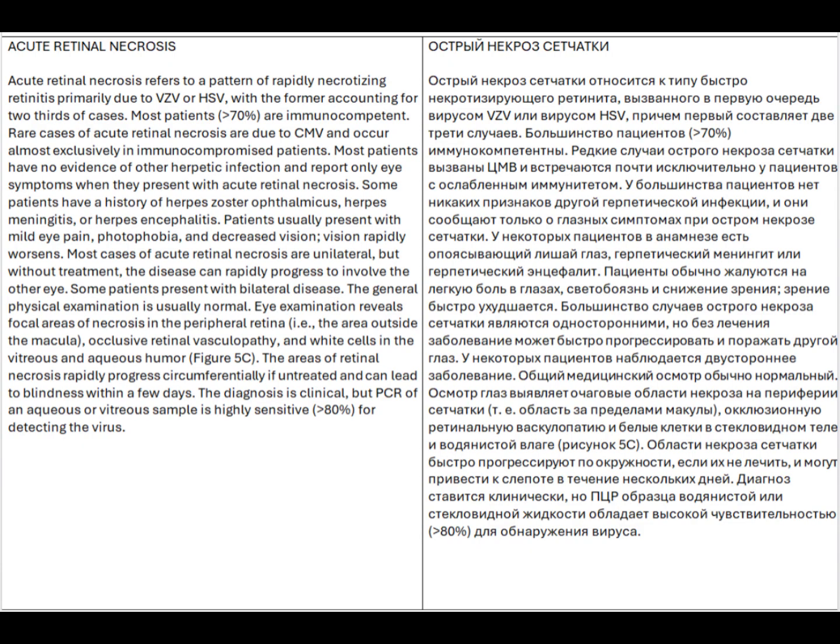The general physical examination is usually normal. Eye examination reveals focal areas of necrosis in the peripheral retina, i.e., the area outside the macula, occlusive retinal vasculopathy, and white cells in the vitreous and aqueous humor, Figure 5c. The areas of retinal necrosis rapidly progress circumferentially if untreated and can lead to blindness within a few days.